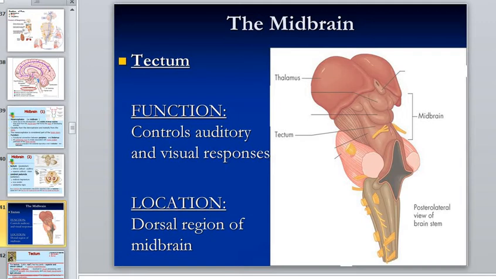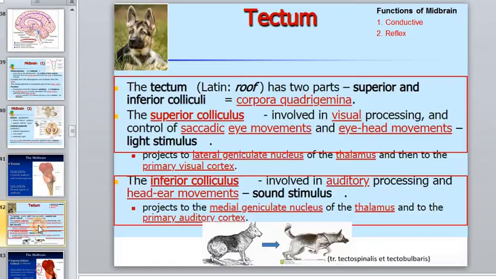So get to know the tectum. The primary role of the midbrain is to act as a sort of relay station for all visual and auditory system signals. So we have the function of this part of the midbrain. It controls auditory and visual responses. And you see the location is the dorsal region of the midbrain. Here we see this part. And let's see the next slide.